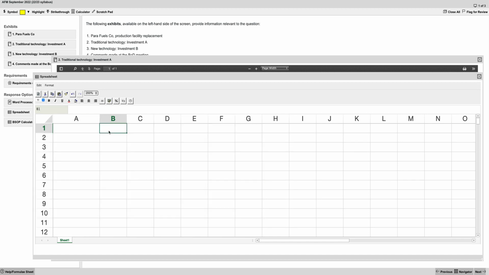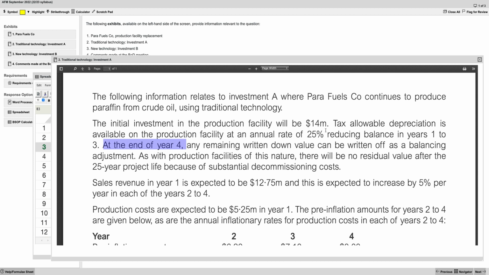So the spreadsheet then, I'm going to have year 0, year 1, year 2, year 3, year 4. And I'm going to have a cost of 14 million. I'm going to put that in thousands. So minus 14,000. So far, so good. And it says that they get tax allowable depreciation of 25%, reducing balance in years 1 to 3. And at the end of year 4, any written down value is a balancing adjustment. So very, very simple, very straightforward.